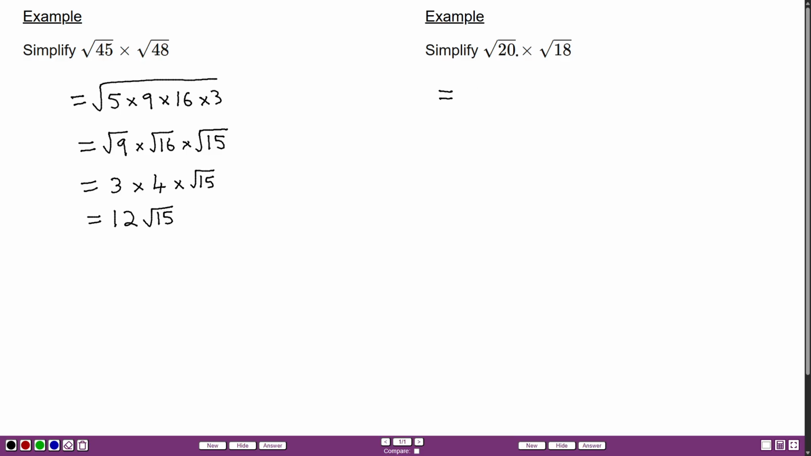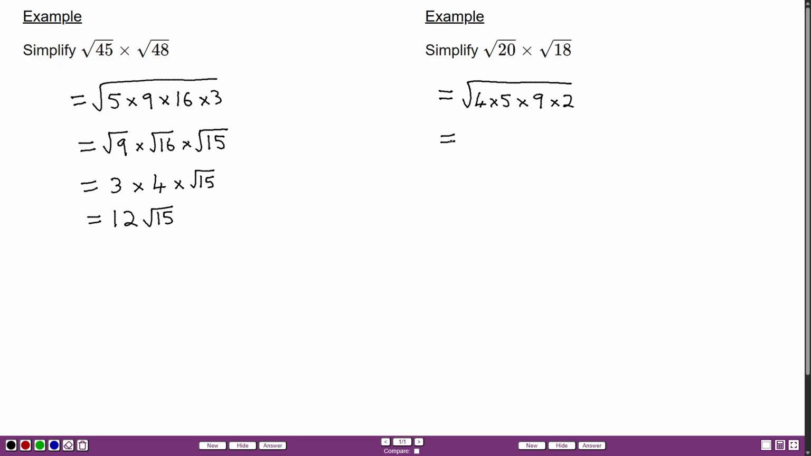Right then, let's try and pull out some square numbers if we can here then. So 20, I know, is 4 times 5. So I'm going to rewrite that as 4 times 5. And 18 is 9 times 2. So we've got a couple of square numbers, the 4 and the 9, and then 5 times 2. There's no more square numbers there.